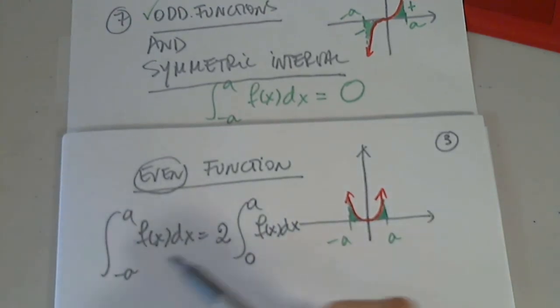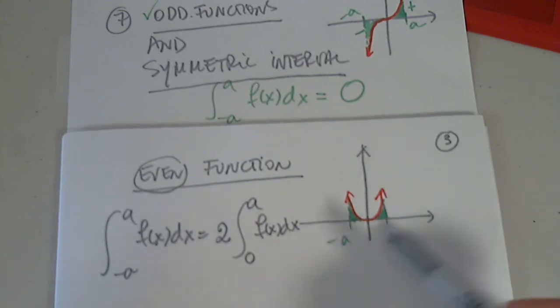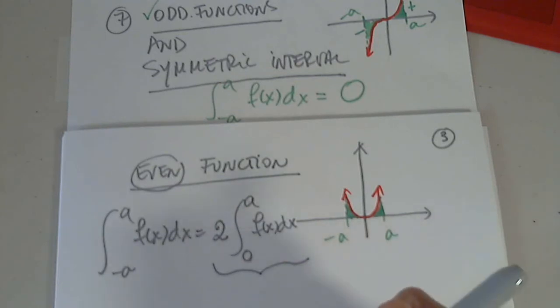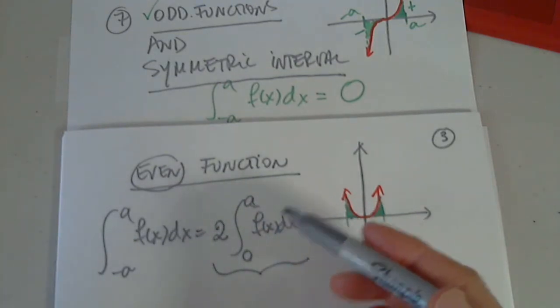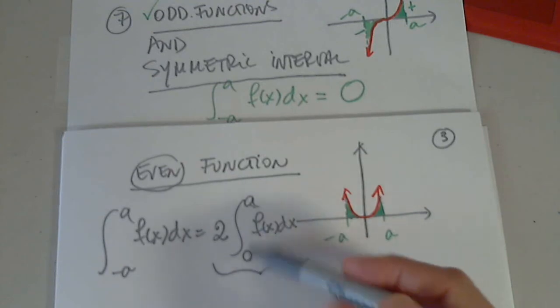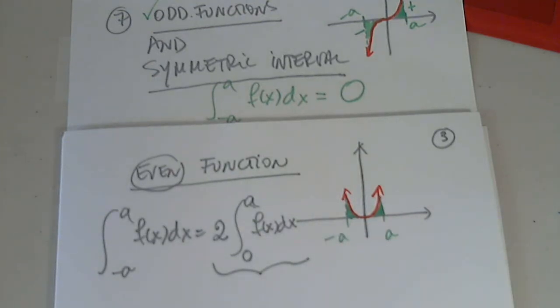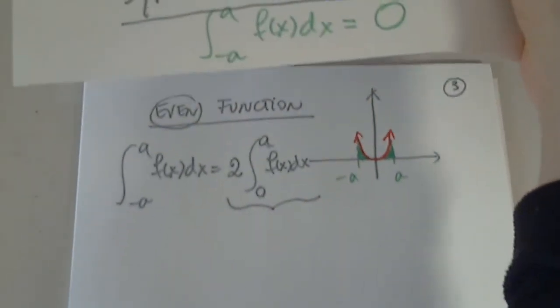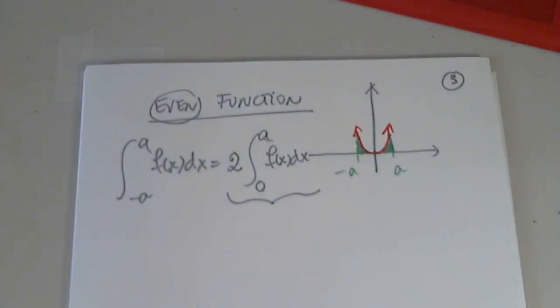So why would we even go through this change? Because this is much easier to evaluate. When I have 0 at the lower limit or 0 at the upper limit, it doesn't matter. When either one is 0, it's always easier to evaluate. Any questions?